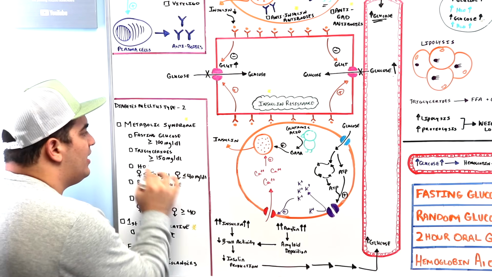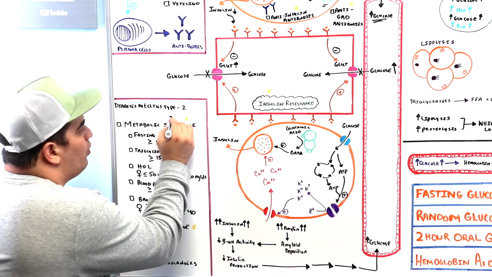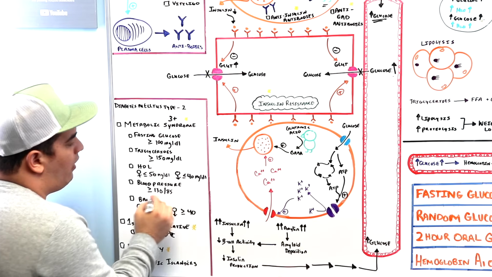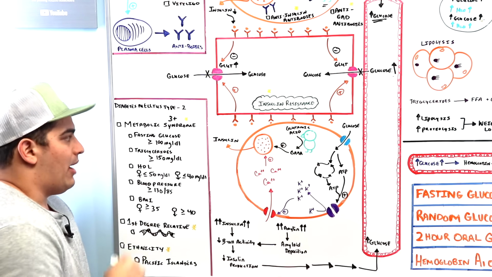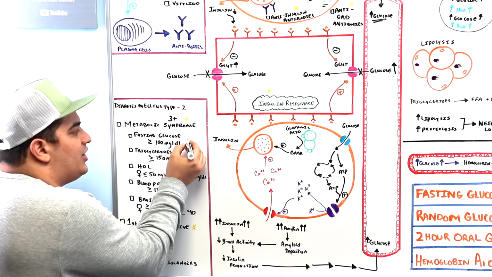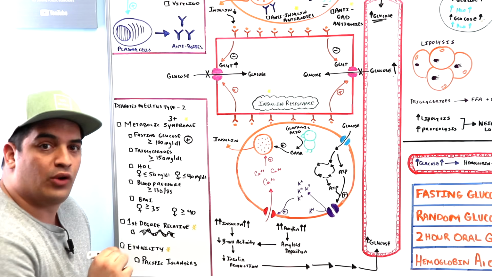What are some of the things that we see with individuals with metabolic syndrome? Well, all you need is 3 or more of the following things that we're going to talk about here in order to be considered diagnosed with metabolic syndrome. One is you have to have a fasting glucose level greater than or equal to 100 milligrams per dL.